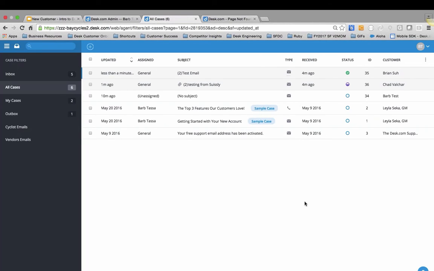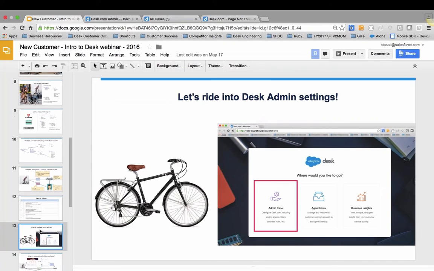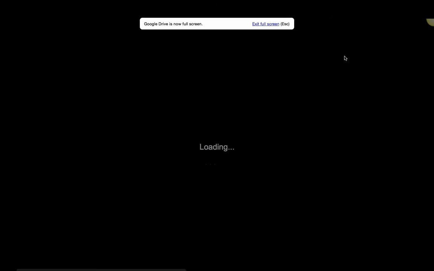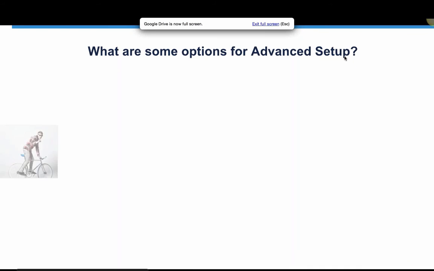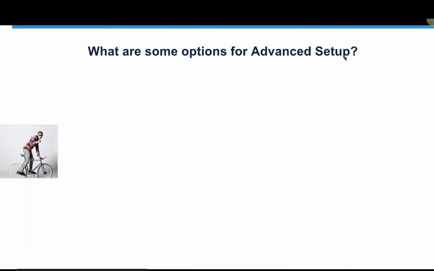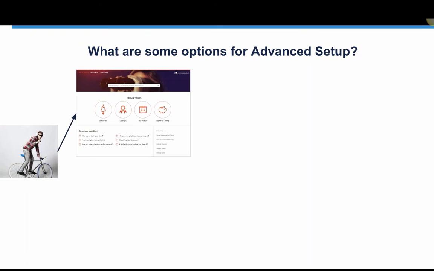All right, so that is basically the general setup to get cases flowing into Desk. Now let's go back into the presentation and talk about some of the next things that you can do with Desk. So think back to Josh. Josh emails me normally, but rather than only offering him an email option, I may want to offer him a support center option. So the support center is a collection of articles, frequently asked questions that hopefully will help my customer answer all of their questions and not contact me.